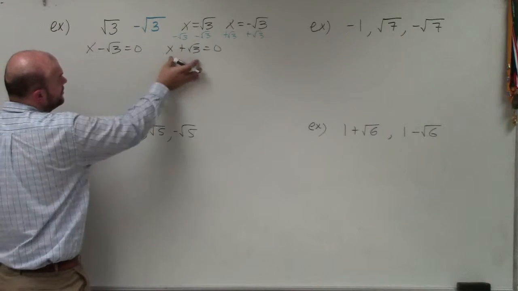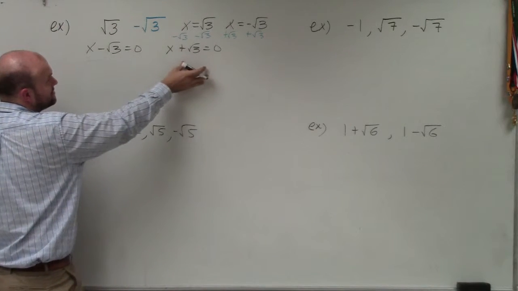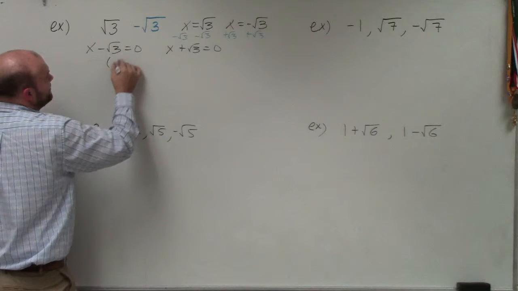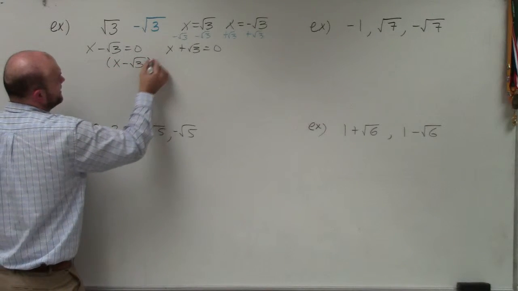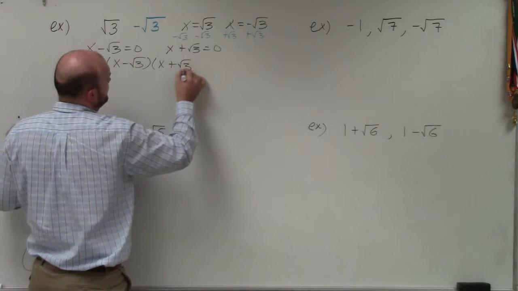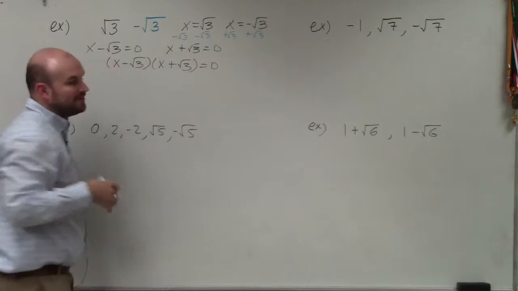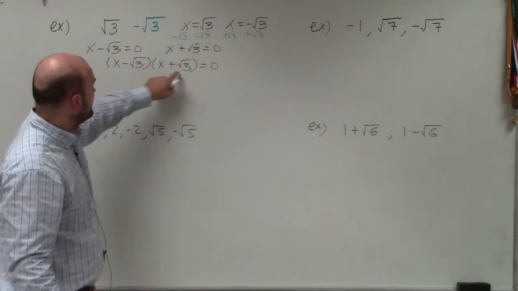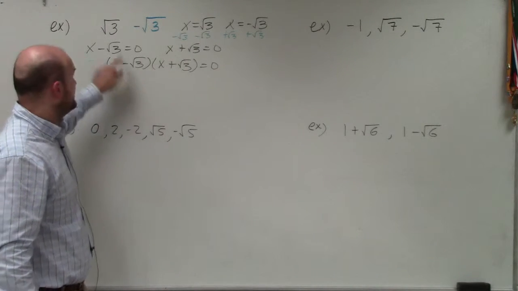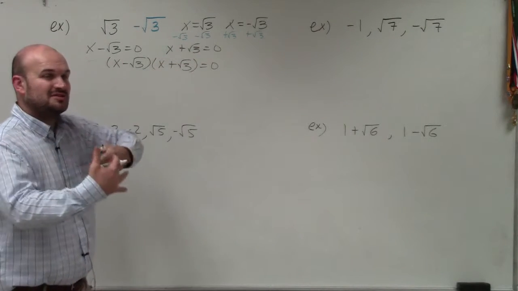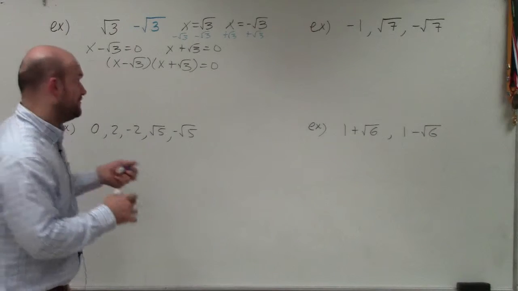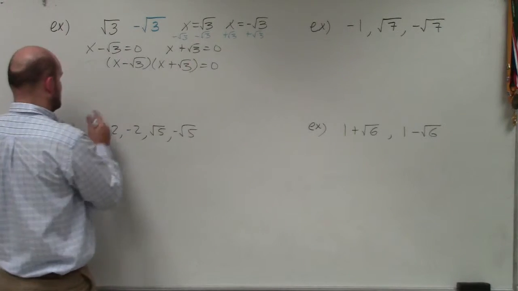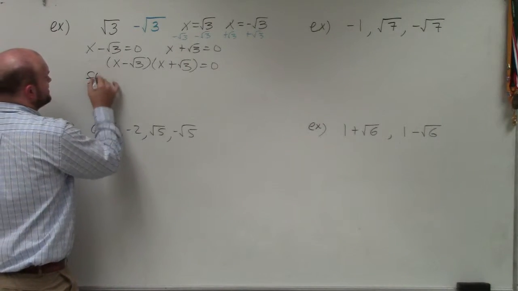Since they both equal 0, I can write them in factored form as x minus the square root of 3 times x plus the square root of 3 equals 0. However, we're not trying to figure out what they equal 0. That's already the solutions. If I had an equation like this, I would apply the zero product property by setting them both equal to 0. So it's basically using the zero product property in reverse. However, I'm not trying to solve for 0. I'm trying to solve for f of x.